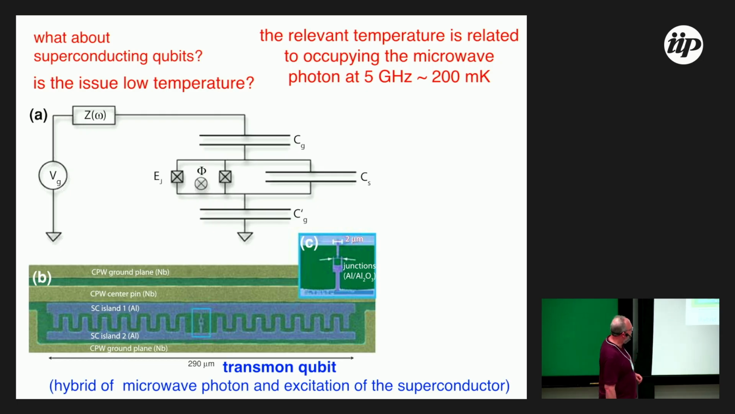The relevant temperature you're working with is related to the thermal occupation of the microwave photon, a microwave photon at 5 gigahertz. That's around 200 millikelvin, and you need to be a lot less than 200 millikelvin in order to be able to do good operations on this. That's also what I showed in another context on Monday, which is our LC circuit here. It's a nonlinear LC circuit because you want to separate the energy from 1 to 2 from the energy from 0 to 1. That's required to give you a well-defined qubit in this situation.